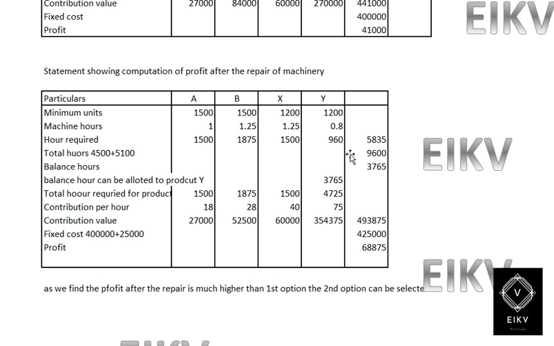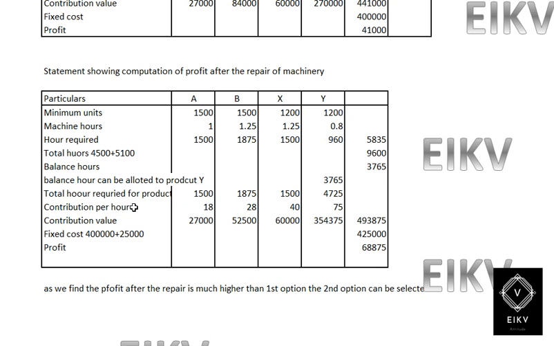When we subtract such amount from the total hours available, that is 4500 plus 5100, which is 9600 hours, we get 3765 as the free available hours. Such hours will be allotted to the rank 1 product, which is product Y. Therefore, after allotting that, we take the total hours allotted as per optimum mix.